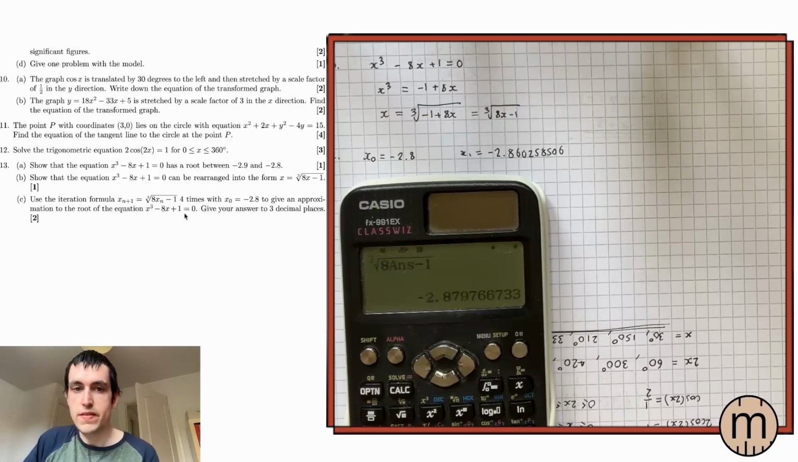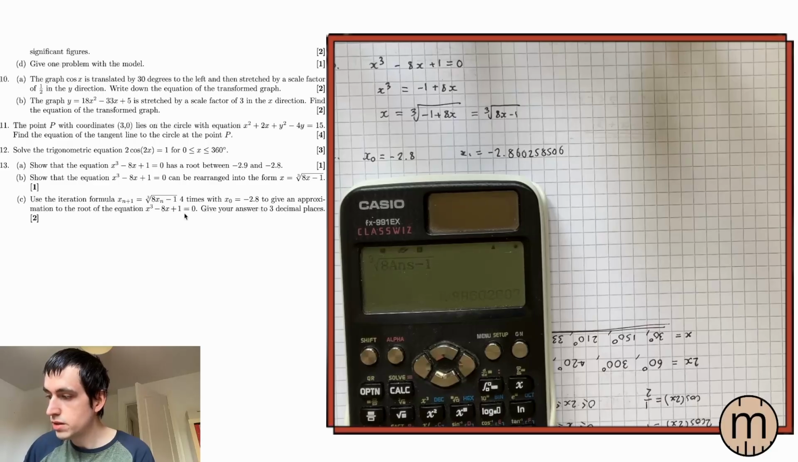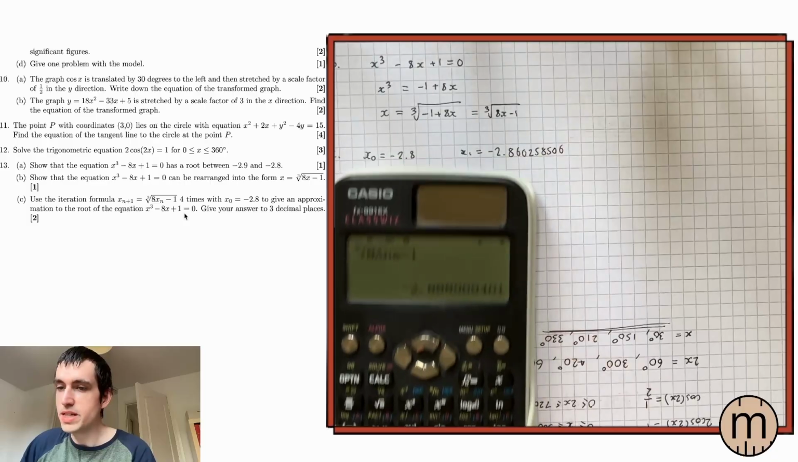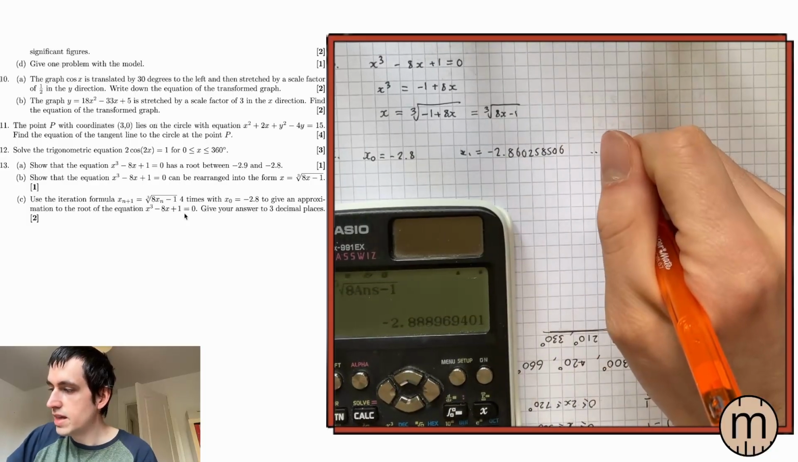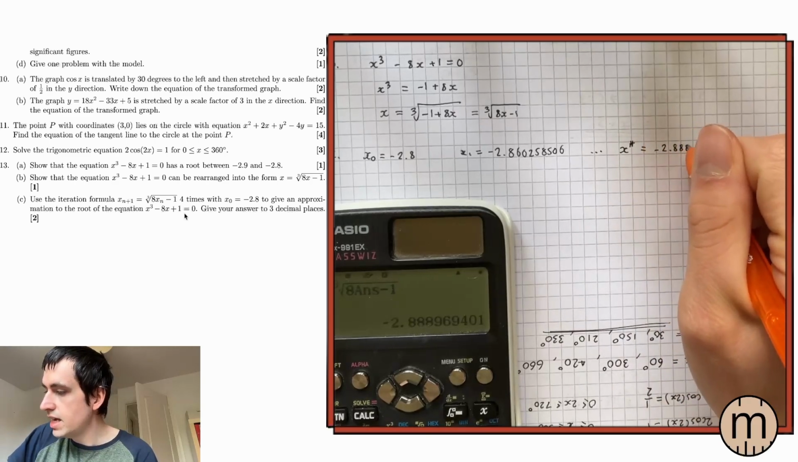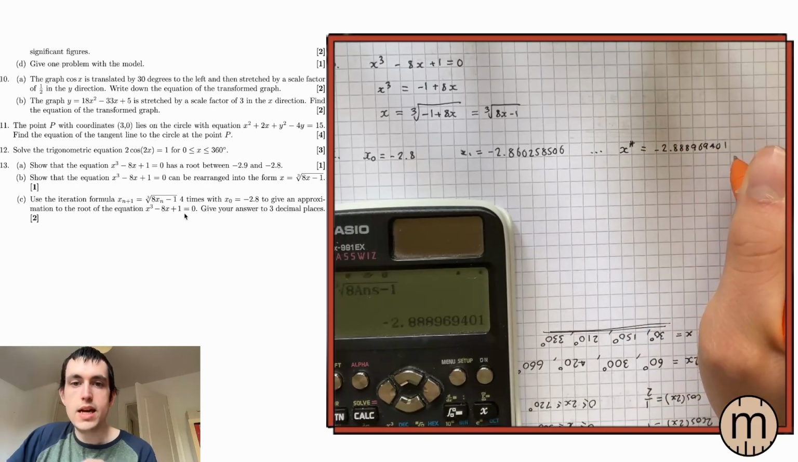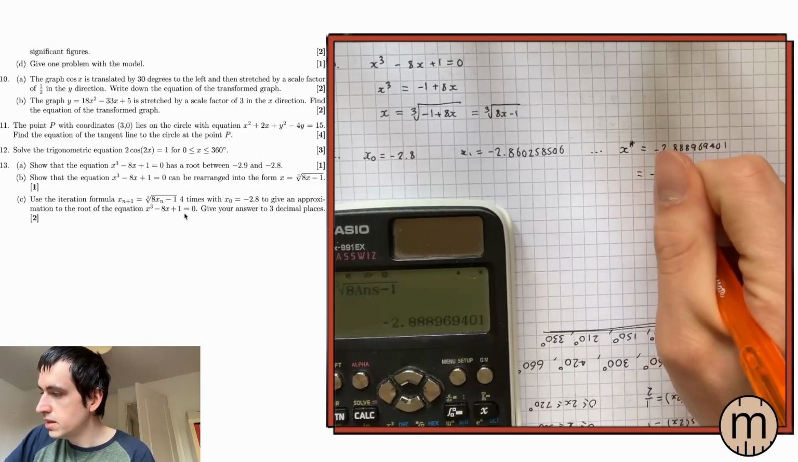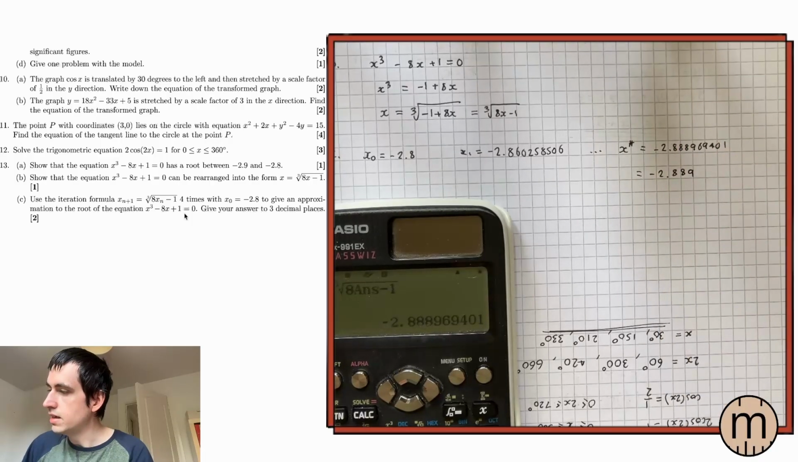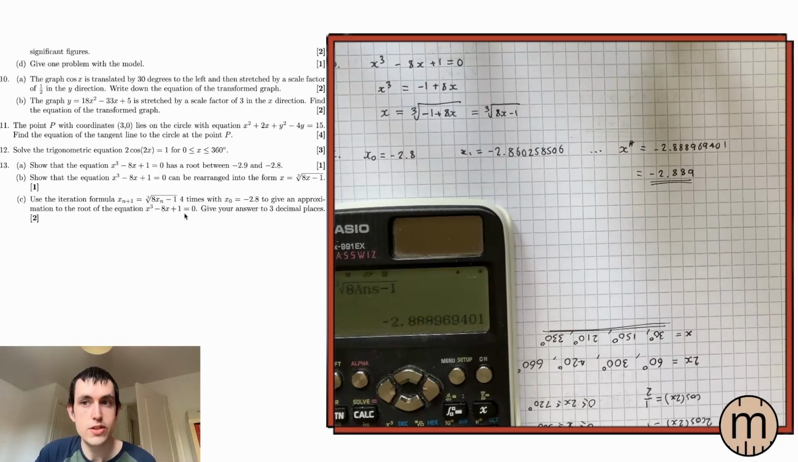This question doesn't specify how many times it wants us to do the iterative formula. So for this one, I'd spam it a few times. At some point it's going to stop. Can you see I'm still pressing equals? Well, you can't see I'm pressing equals. I'm still pressing equals. The actual number is not changing, which means that the actual solution, I'll call it x star, is minus 2.8889694001. Our question wants to give it to 3 decimal places, so minus 2.889 should be good. And that's the last question on the paper.